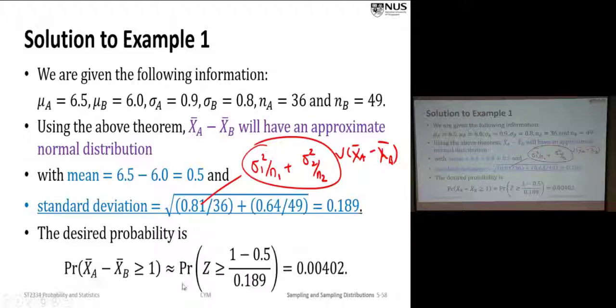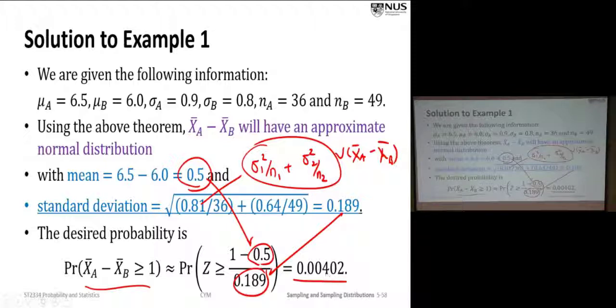So now the desired probability is this one. You minus the mean, which is 0.5, and then divide by the standard deviation. So you work out this is equivalent to the probability of Z greater than or equal to how many standard deviations above the mean, which turns out the probability is 0.004. All right?